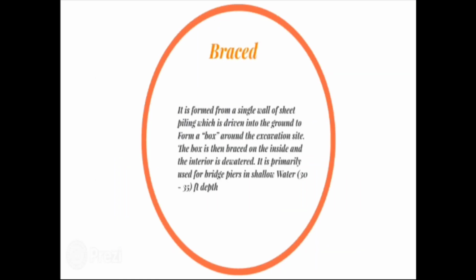The first type of cofferdam is braced. It is formed from a single wall of sheet piling which is driven into the ground to form a box around the excavation site. The box is then braced on the inside and the interior is dewatered. It is primarily used for bridge piers in shallow water. Usually, it is 30 to 35 feet or 9 to 12 meters deep.